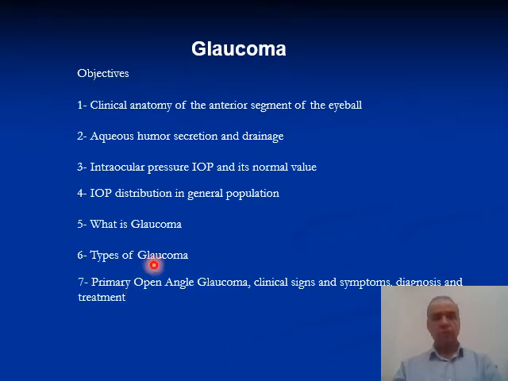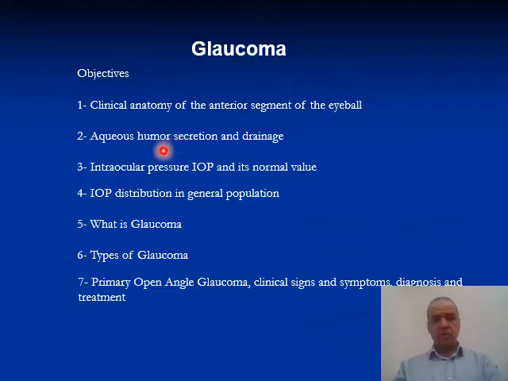My students, I will discuss glaucoma for you in 2 lectures. This is the first one, and the objectives for this lecture are the clinical anatomy of the anterior segment of the eyeball. And by anterior segment I mean the cornea, anterior chamber, iris, posterior chamber, and the lens.